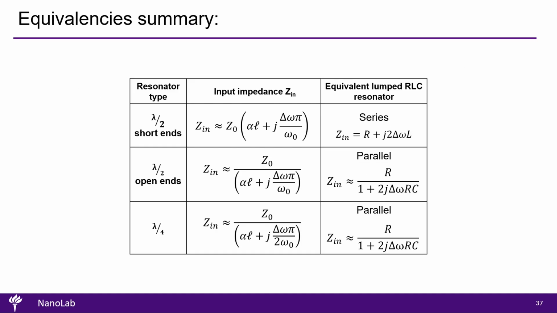Putting it all together, near resonance, half-wavelength resonators with shorted ends behave as series lumped RLC circuits. Half-wavelength resonators with open ends behave as parallel RLC circuits, and quarter-wavelength resonators also behave as parallel RLC circuits. From these expressions for Zin, we can derive the values corresponding to R, L, and C in the transmission line resonators, and then use the lumped element formulas to calculate parameters such as the internal quality factor. In future sessions, we will also see that these equivalent models are used to extract resonator performance data from device measurements.